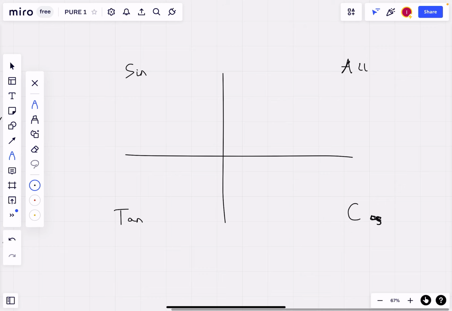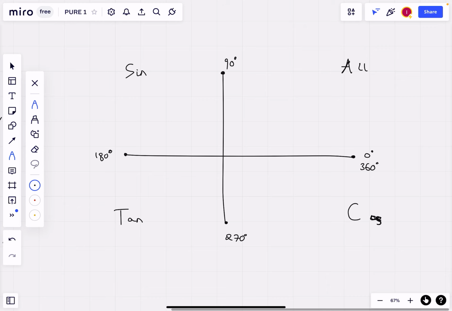But the points, so starting from here, that value is 0 and 360 degrees. This point is 90 degrees. This point is 180 degrees. This point is 270 degrees.